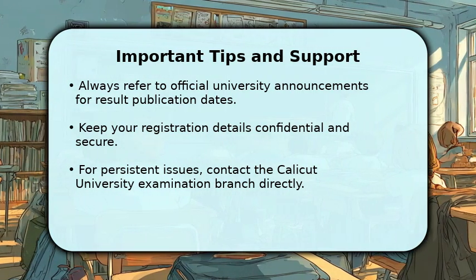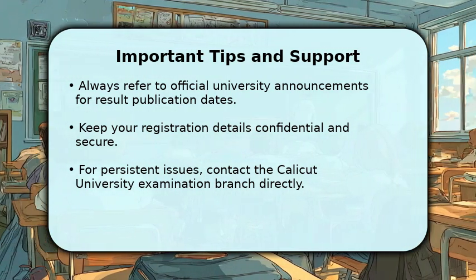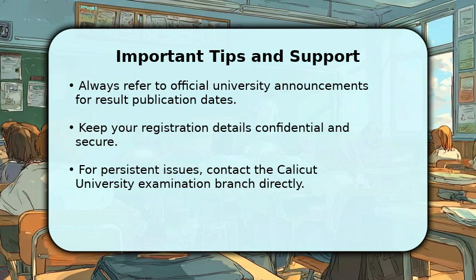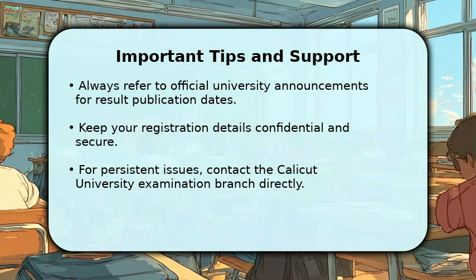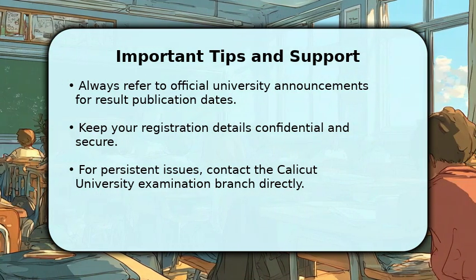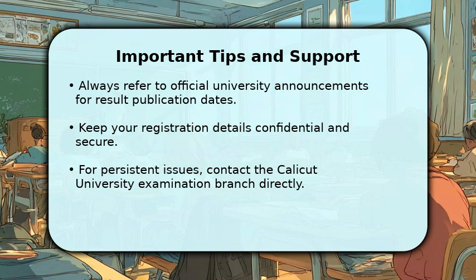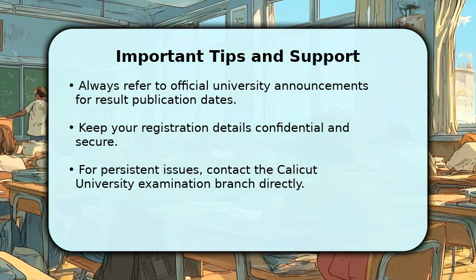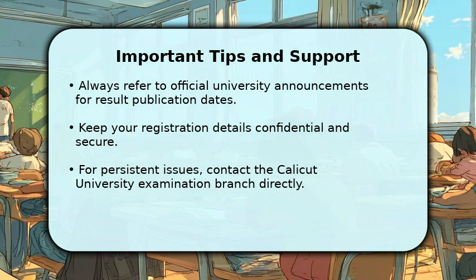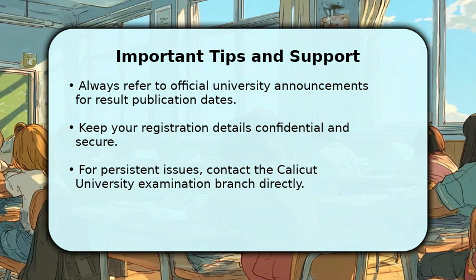It is vital to keep your registration details confidential and secure to protect your academic information. If, after following these steps, you still cannot access your old results, do not hesitate to contact the Calicut University Examination Branch directly. They can provide personalized assistance and help you retrieve the necessary documents.